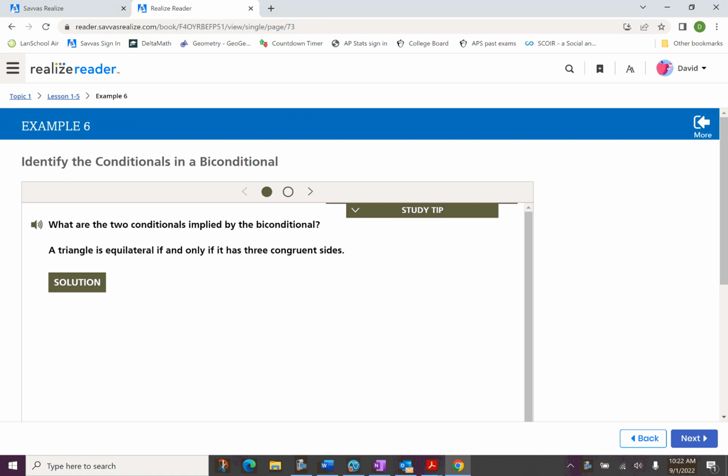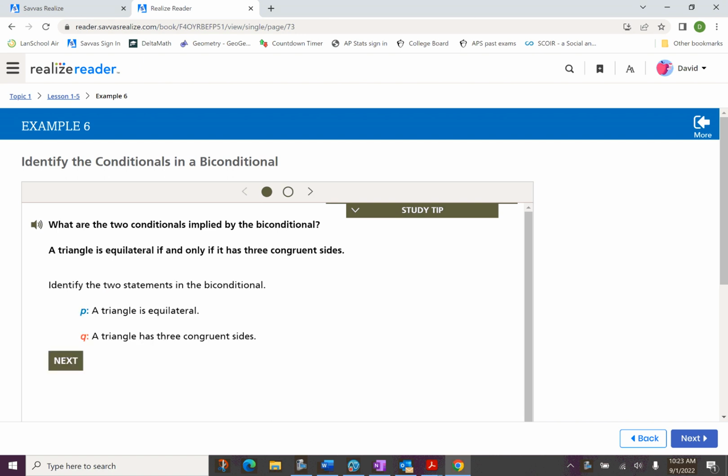All right, so if you're still with me here, let's go the other way. If you're given a biconditional, first of all, you can only write that biconditional if it's a true statement. Okay? We should be able to take any biconditional and split it apart into the two conditional statements. So let's take a look at this example. A triangle is equilateral if and only if it has three congruent sides. So we should be able to split that up.